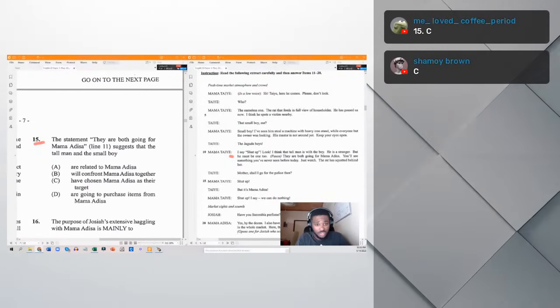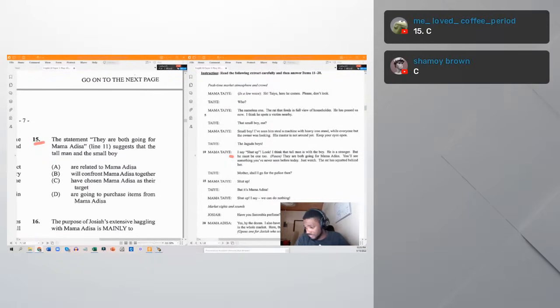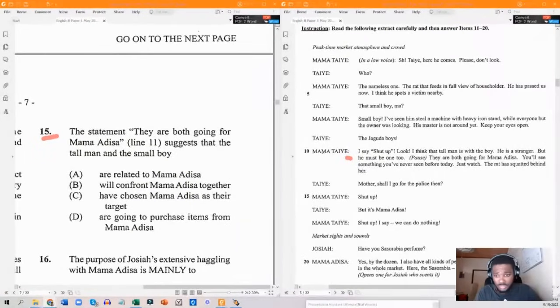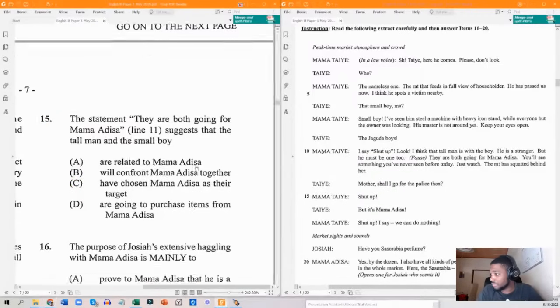All right, so I think there's no need to deliberate on this one. It's a giveaway, actually. See, they have chosen Mama Adisa as their target. They're both going for Mama Adisa. So obviously, she is the target. She's the one who's going to be scammed at this point.